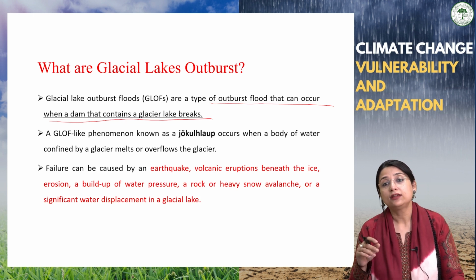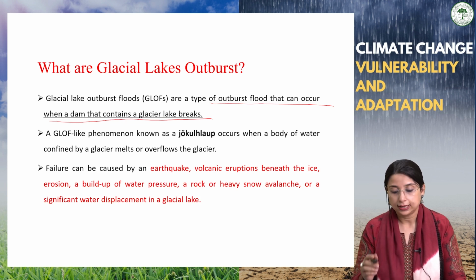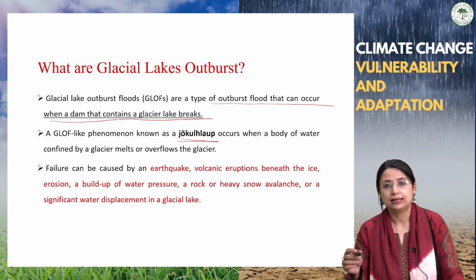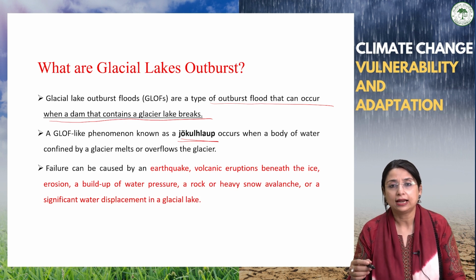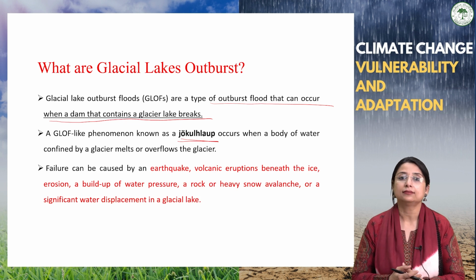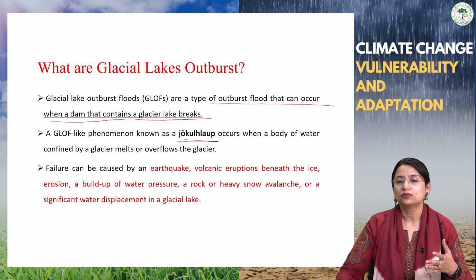A GLOF-like phenomenon is also known as a jökulhlaup. It is just like a glacial lake outburst flood, and it occurs when a body of water confined by the glaciers melts, or when that body of water overflows the glacier. So there are different types of glacial lakes.